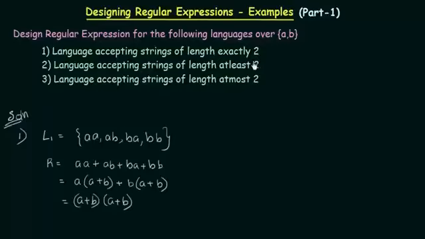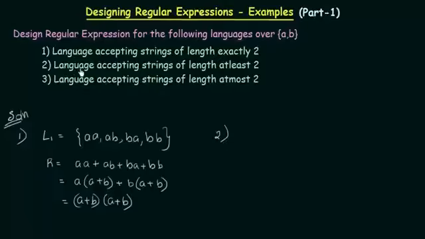Now you see that when it is exactly 2, we are having (a plus b) and again (a plus b). Now if you want to design a language that accepts strings of length exactly 3, then you can give one more (a plus b) here. Or if you want length exactly 4, you can give another (a plus b) again, and it can be designed further in that way. Now let's do the second one.